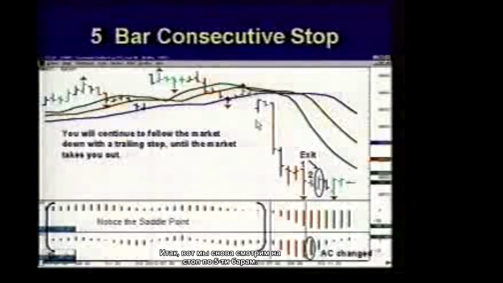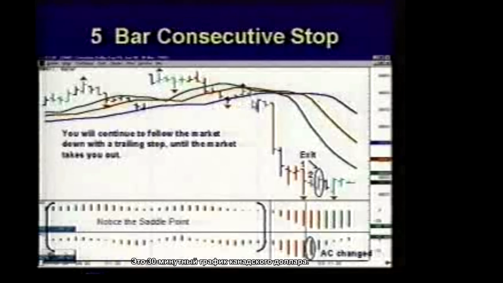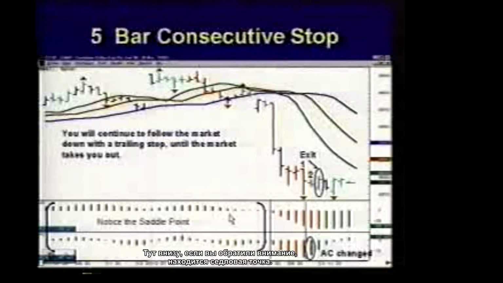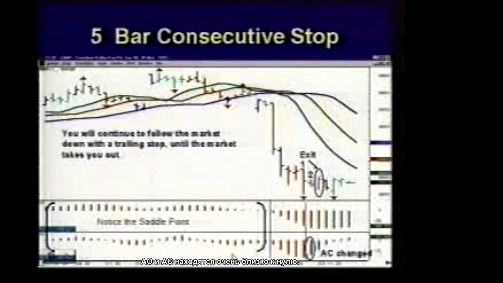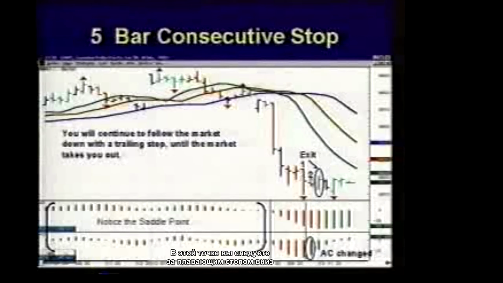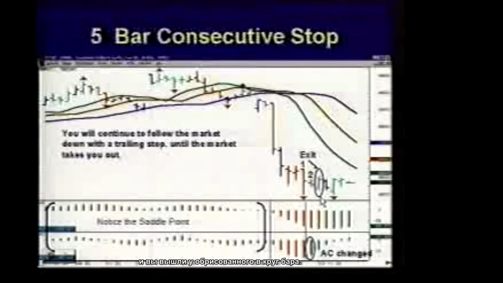Okay, so here we've got another 5-bar consecutive stop. This is a Canadian chart on a 30-minute, and we're going to follow it down. And here you noticed I put the saddle point. The AO and both the AC are very close to the 0 line. At this point, you followed your trailing stop down, and you see where you're stopped out at the circled bar. So that's not a very bad place to be stopped out.